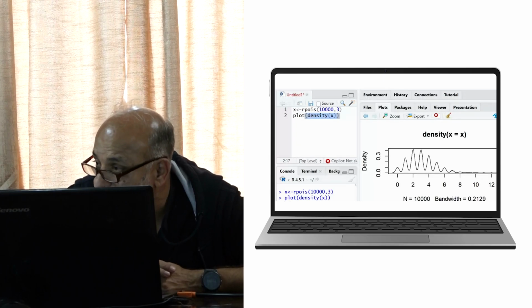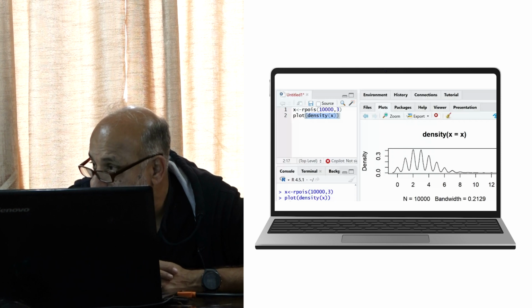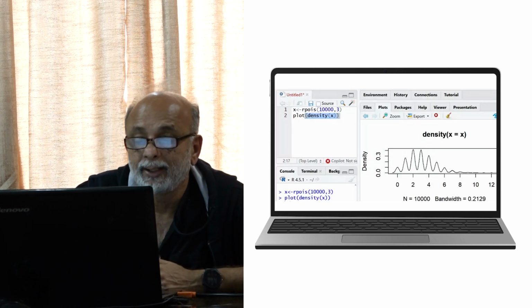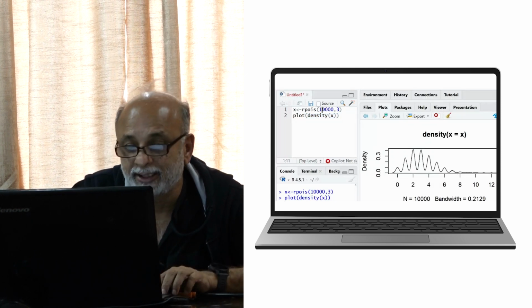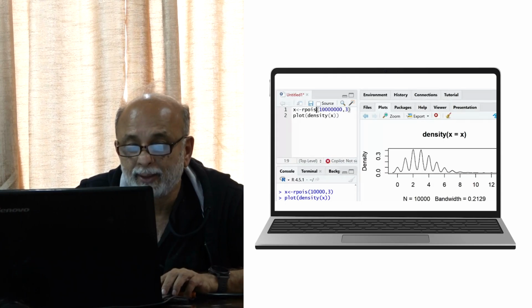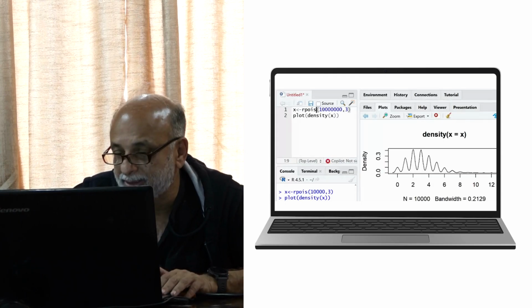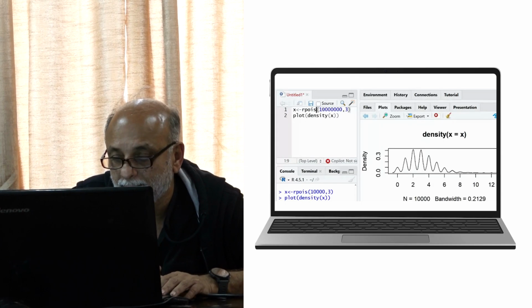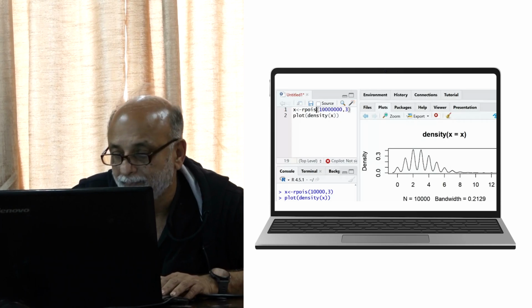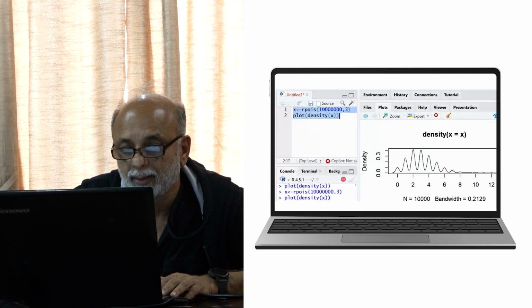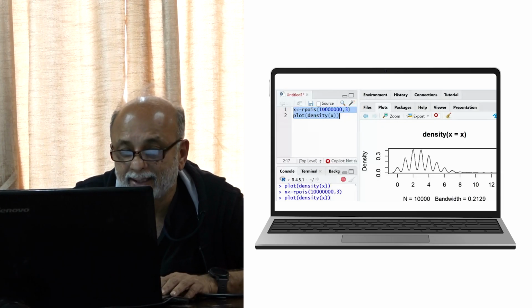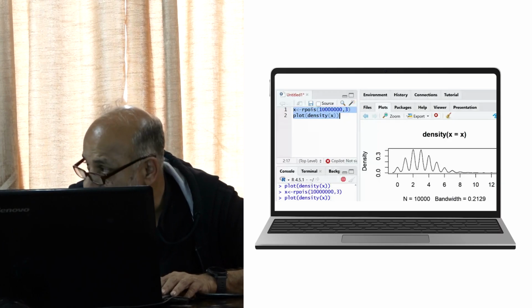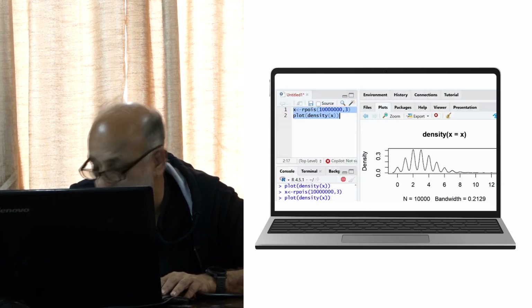So this is a Poisson discrete random variable. Does it look normal or anything? No. If I increase the number of draws, then it might look a little bit more continuous, but still it's not really a normal variable. So the Poisson distribution is not a normal distribution.